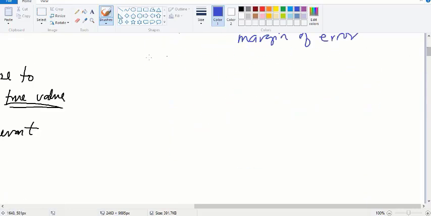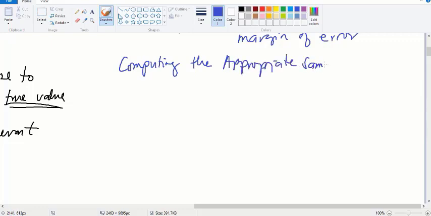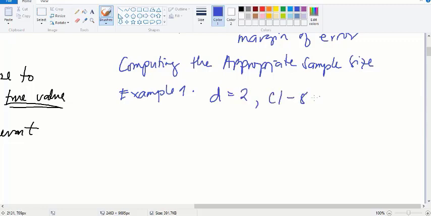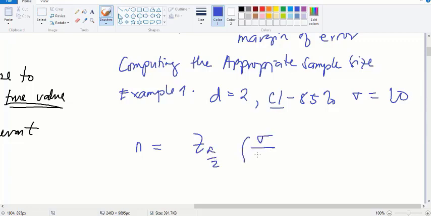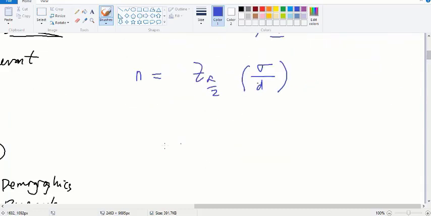So, how to compute? And how are we going to use this? So, computing the appropriate sample size. Let's say, for example, we have D is equals to 2, and then your confidence level is 85%, and then your standard deviation is 10. What now is n? So, n would be z alpha over 2, standard deviation over D. By the way, the same thing, paano natin kukunin yung z alpha over 2? Still the same thing, no? Ganito pa rin.